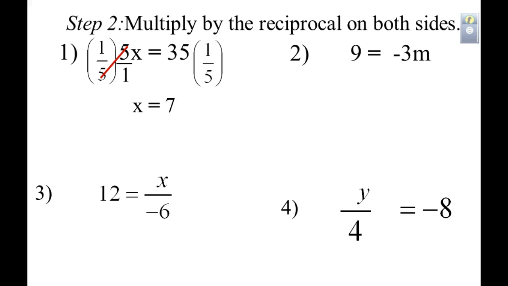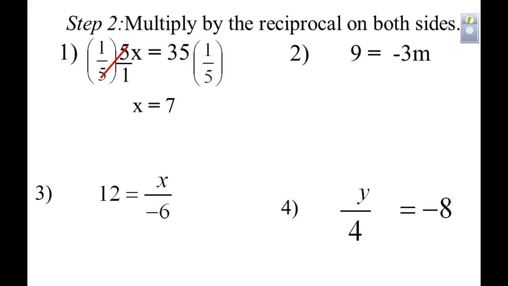And then on the right hand side, 35 times 1/5 is 7. Note that 35 divided by 5 is also 7. Dividing by 5 and multiplying by 1/5 is the exact same thing. Taking half of something and dividing it by 2, think about it, that's the same thing. So you can always write a division as a multiplication.